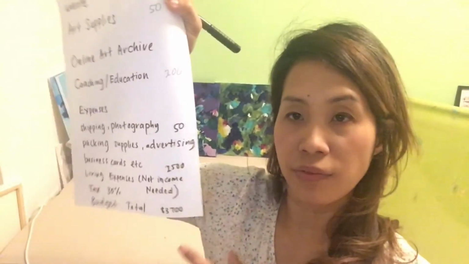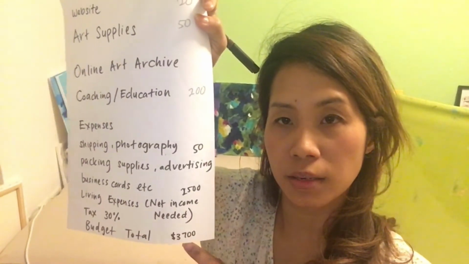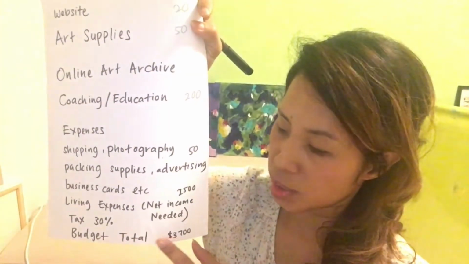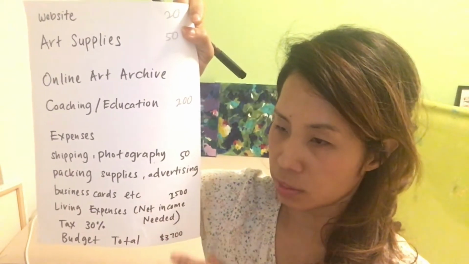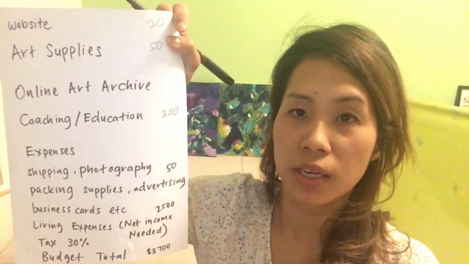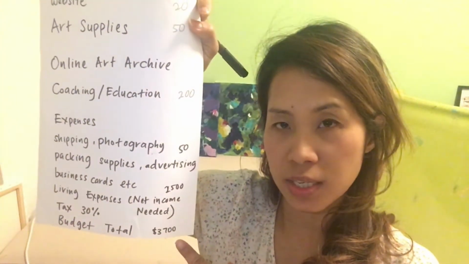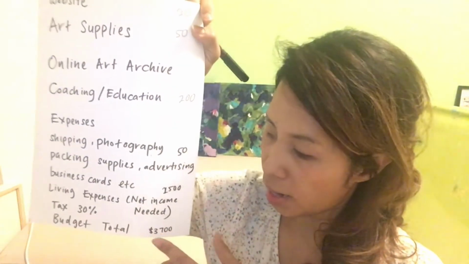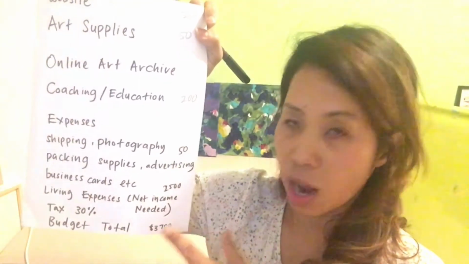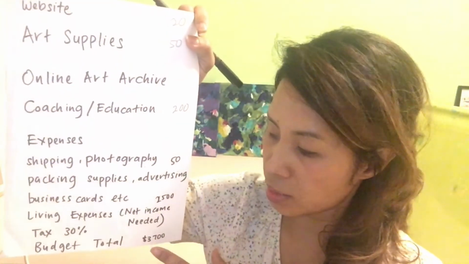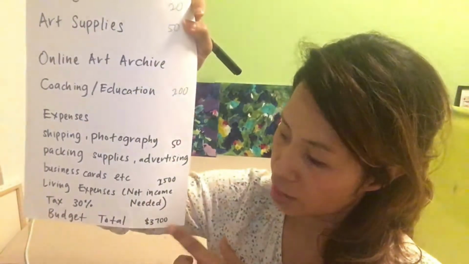So I have actually calculated, and I am just gonna go with the overall number. It's actually 3,666, but I have rounded it off, so I need a total of $3,700. So you calculate with me and see how much you need every month.